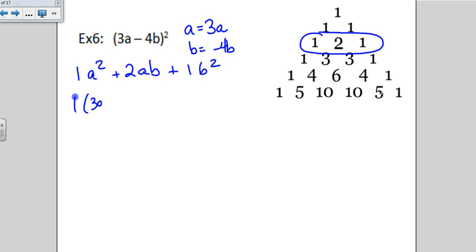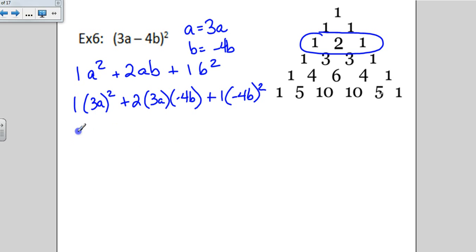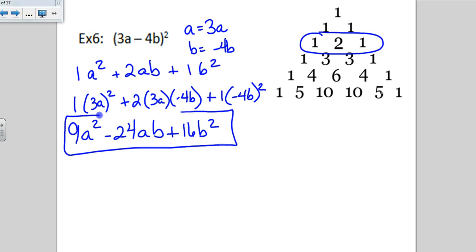So 1 times a squared, 2 times a times b, and then plus 1 times b squared. So let's see, 3a quantity squared would be 9a squared. 2 times 3 times negative 4 would be a minus 24, and then there's an ab. And then negative 4b quantity squared would be a plus 16b squared. And again, that would not have been very difficult for you to FOIL out by hand without using Pascal's triangle, but we're practicing the triangle, so please show your work.